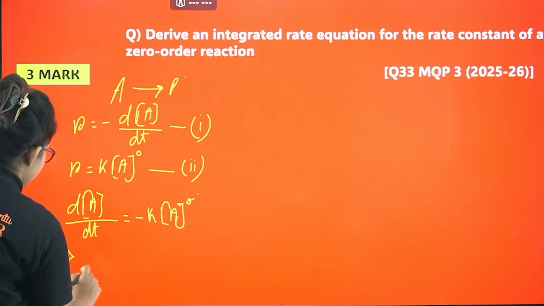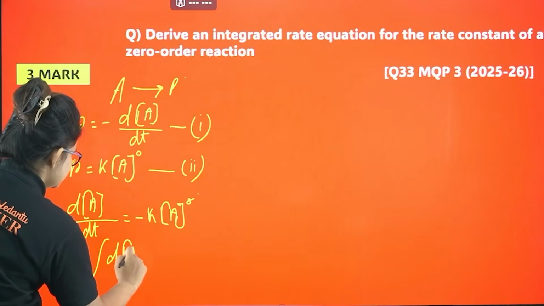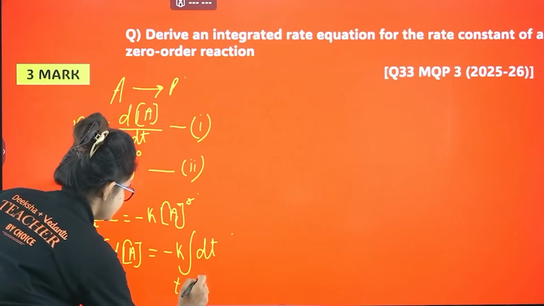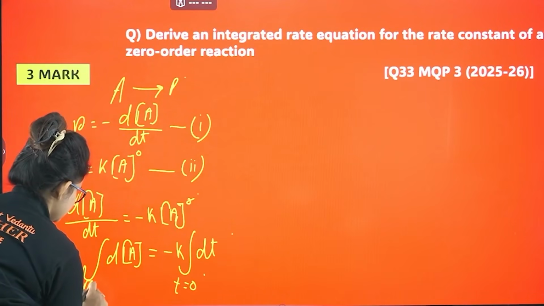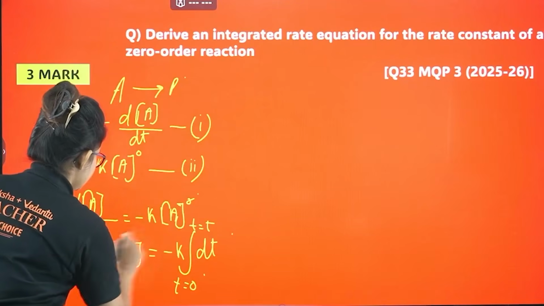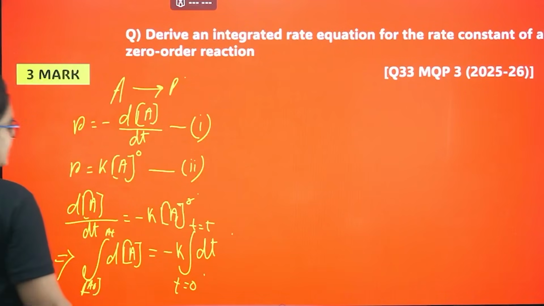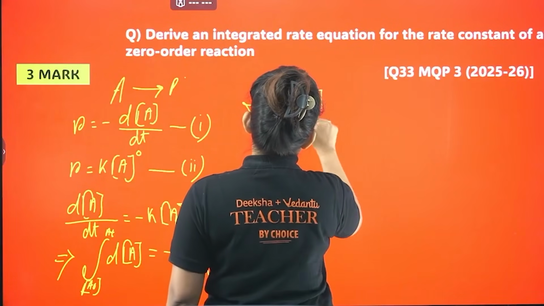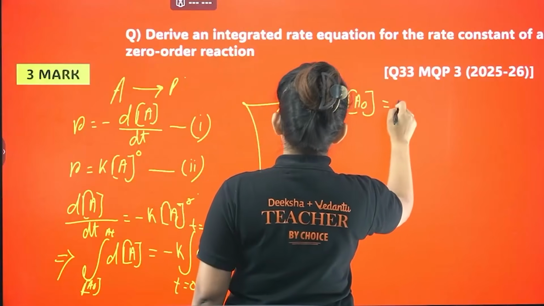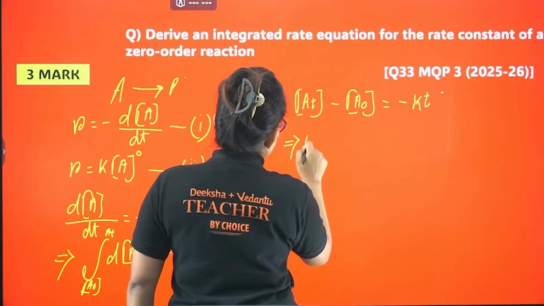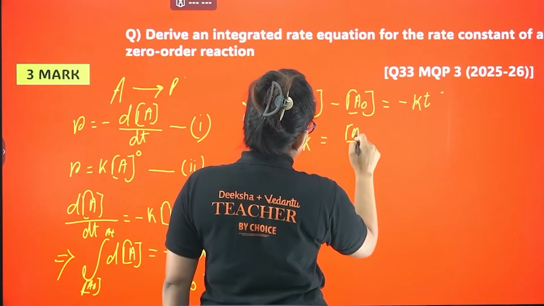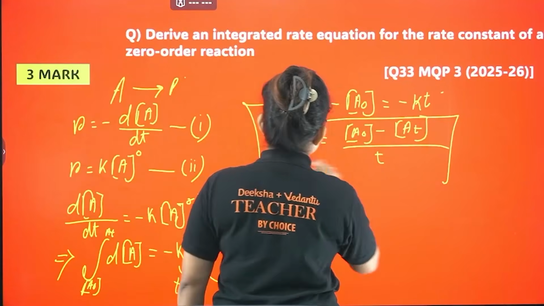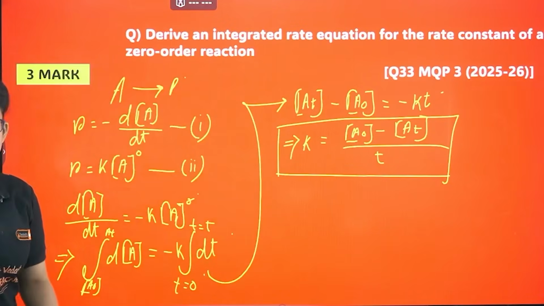Right? So from here, if I just integrate by arranging a little bit, dA equals minus K into integration of dt. So when t equals 0, A is A0. Okay, when t equals t, it is At. Okay, now let's put the limit after doing the integration. So from here I will get At minus A naught is basically equal to minus Kt. From here K you will get A naught minus At divided by t. That's it. Okay, I guess this is clear for you.